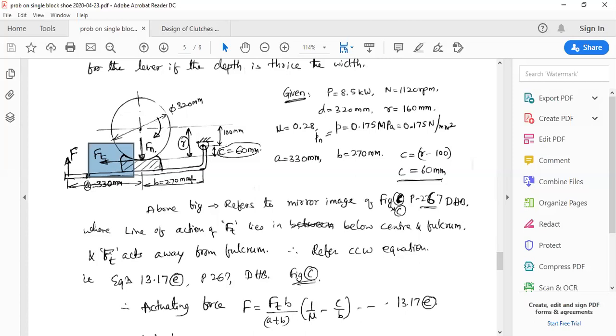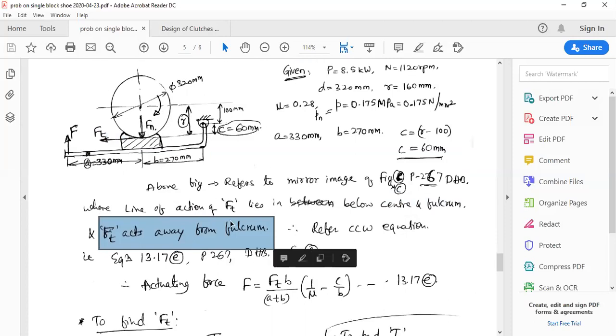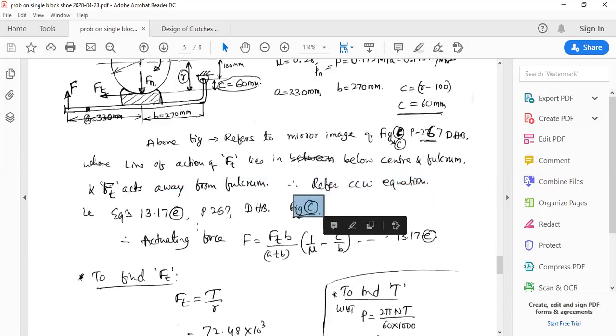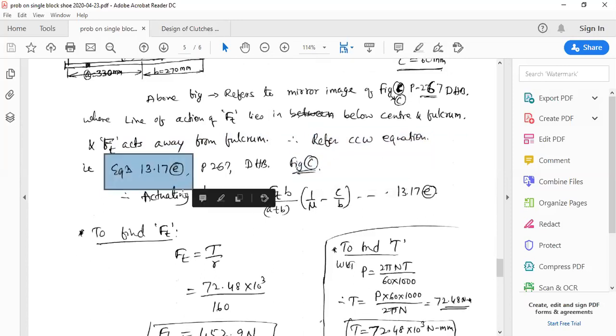If I take the mirror image of this, the anticlockwise rotation is obtained, or the block is placed above the drum, so that it is similar to the anticlockwise rotation of figure C, which is available in the data handbook, page number 267. Now Ft lies below the center of the drum as well as the fulcrum point, and this tangential force acts away from the fulcrum point. So for this we have to refer to the counterclockwise rotation of figure C of the data handbook, and also make use of equation number 13.17 E of the data handbook.